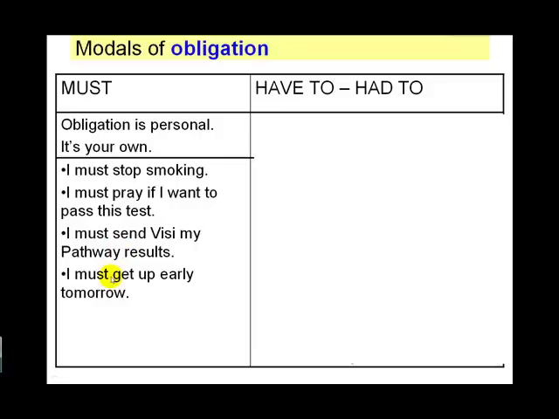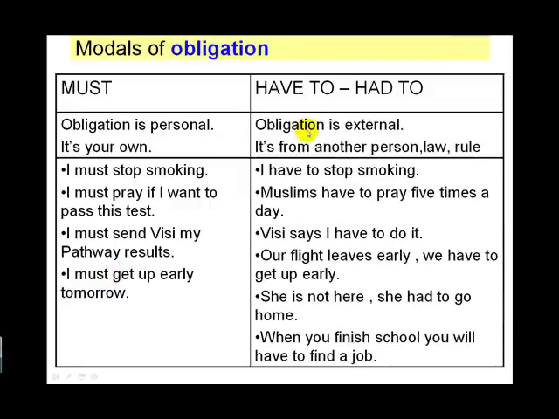It's your obligation. But have to is used when the obligation is external, by another person, by rules, by the law. The difference between I have to stop smoking and I must stop smoking is probably that I have to stop smoking is when another person or the doctor or your brother or your father tells you stop smoking, stop smoking. So you say I have to stop smoking. Whereas if you say I must stop smoking, it means that it's something that you decide. You impose that obligation on yourself.